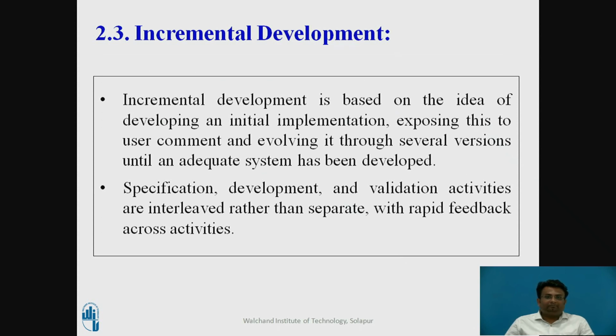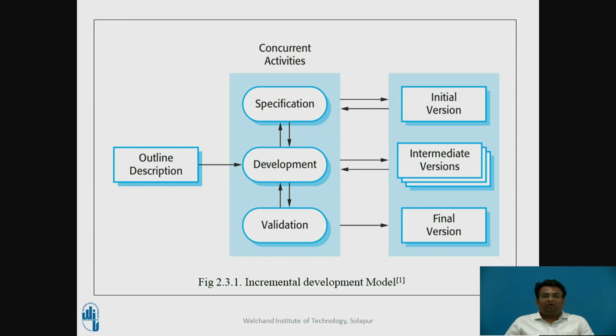Incremental development. The incremental development model is based on the idea of developing an initial implementation and exposing this to user comment, evolving it through several versions until an adequate system has been developed. Specification, development and validation activities are interleaved rather than separate activities. This is the block diagram of the incremental development model.